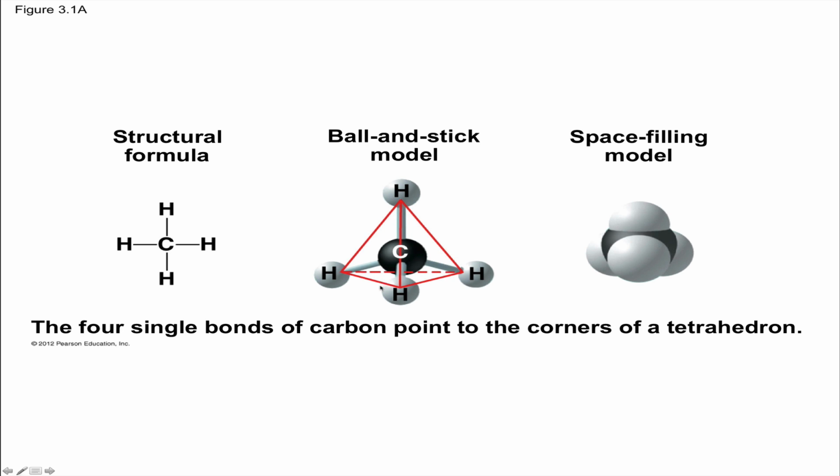Also, this red line is showing you that these hydrogens are bonded in a type of triangular pyramid arrangement. And this is a space filling model. Again, the black over here is the carbon atom, and then you have the 4 hydrogen atoms.